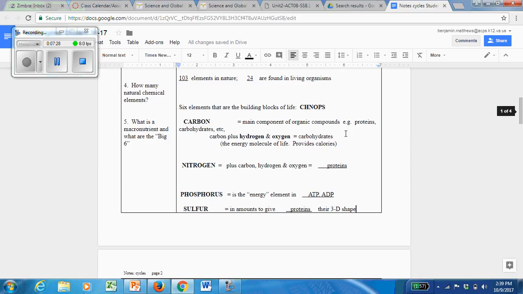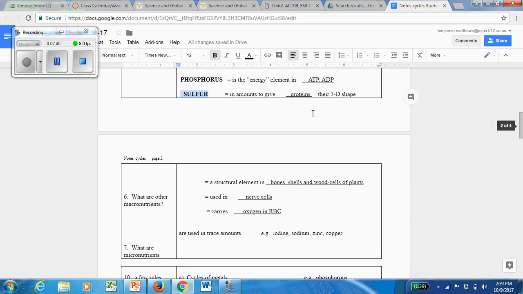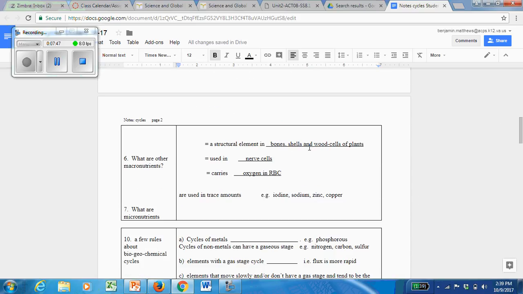So here we have our big six: carbon, hydrogen, oxygen, nitrogen, phosphorus, sulfur. All right, CHNOPS. I kind of got that a little backwards there, but the easy way, CHNOPS. And I'll probably ask you that on a test.